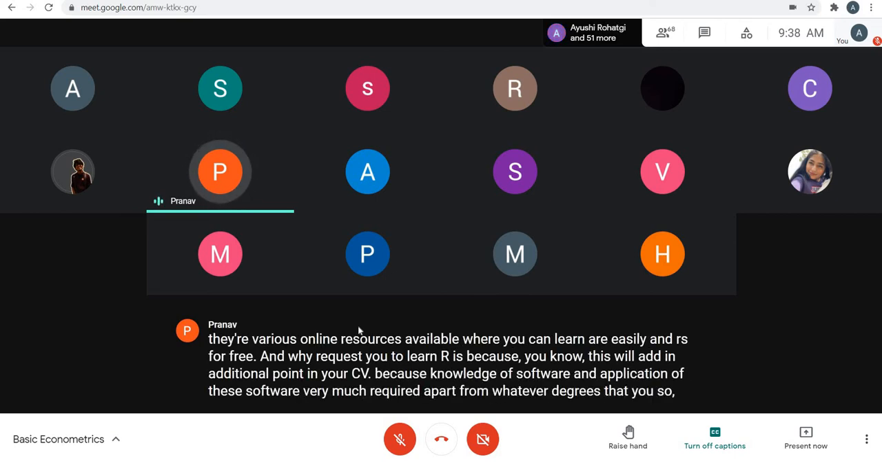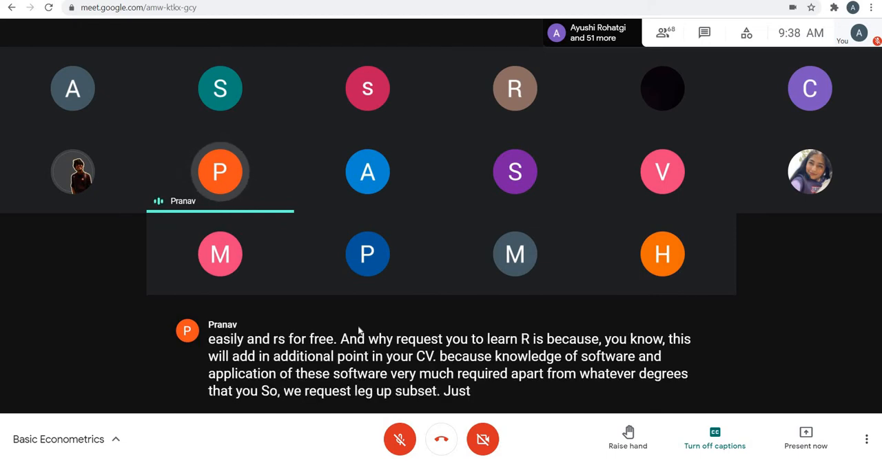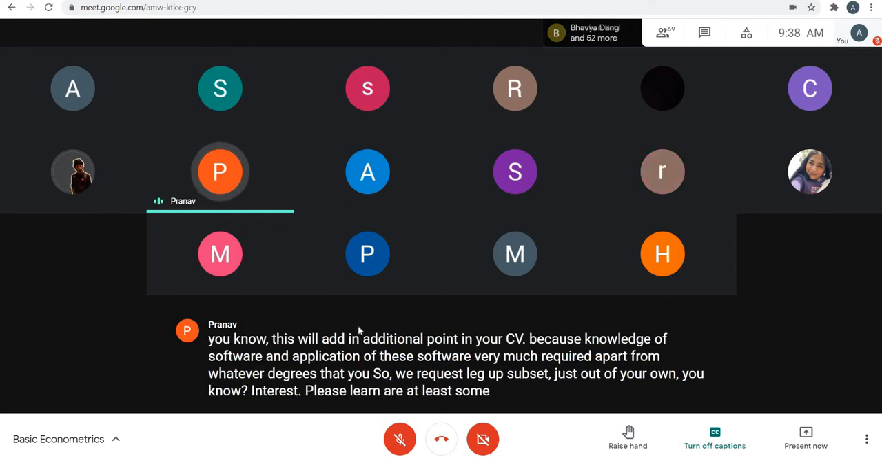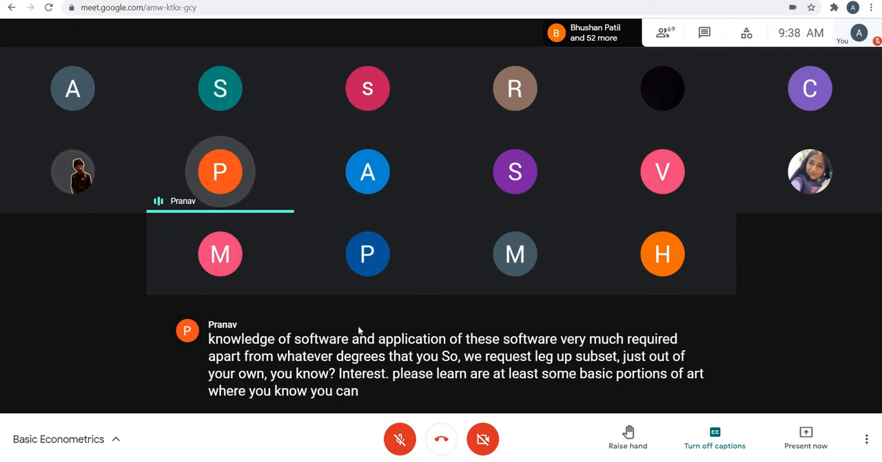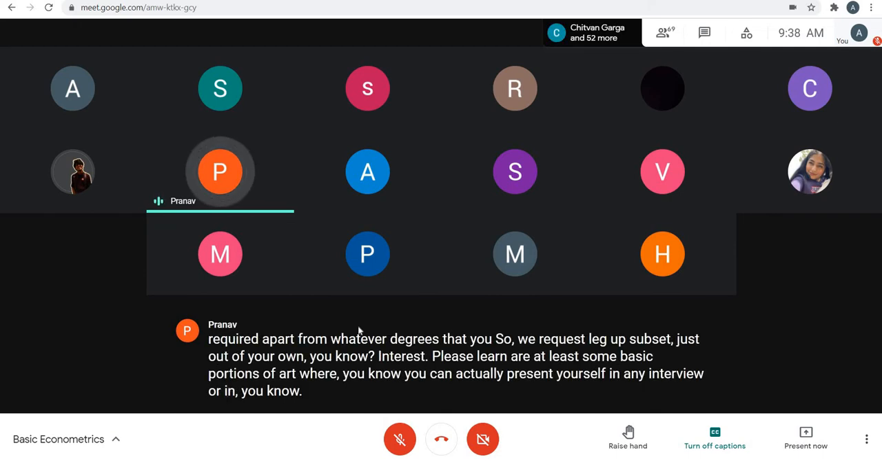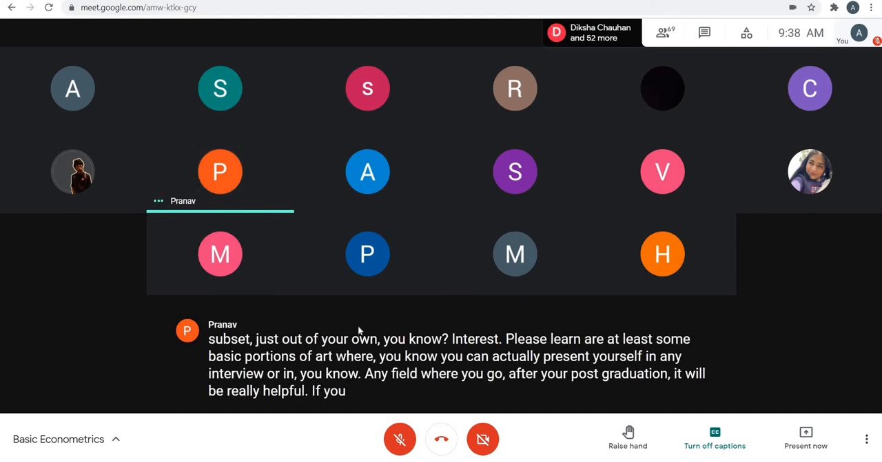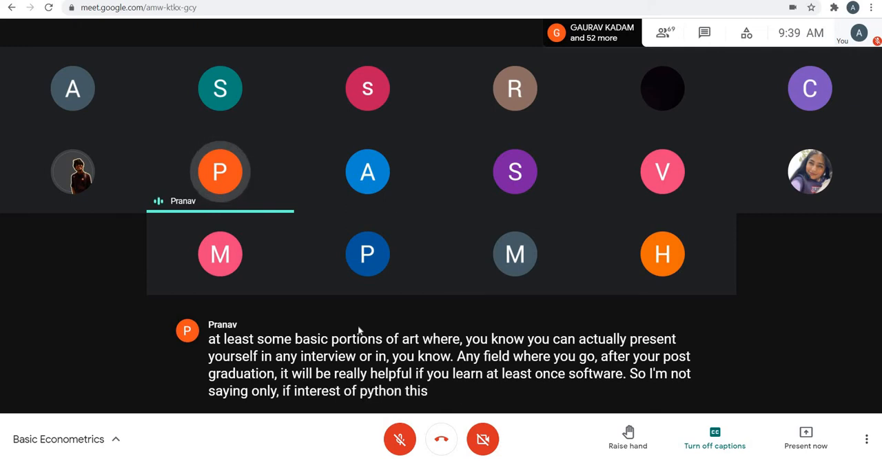So this will be my request to all of you, just out of your own interest, please learn at least some basic portions of R where you can at least present yourself in any interview or in any field where you go after your post graduation. It will be really helpful if you learn at least one software. I'm not saying only R. If you have the interest, you can learn Python also. But R is a little easier, and R is easily available and free online.